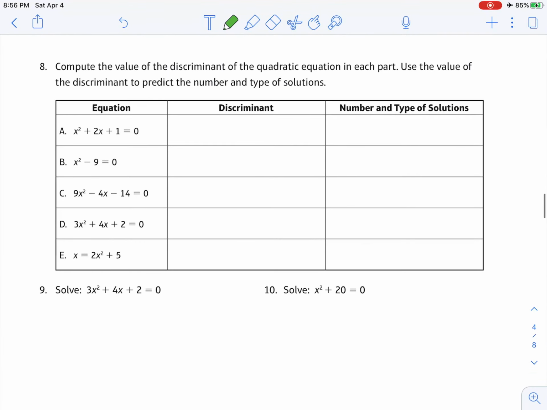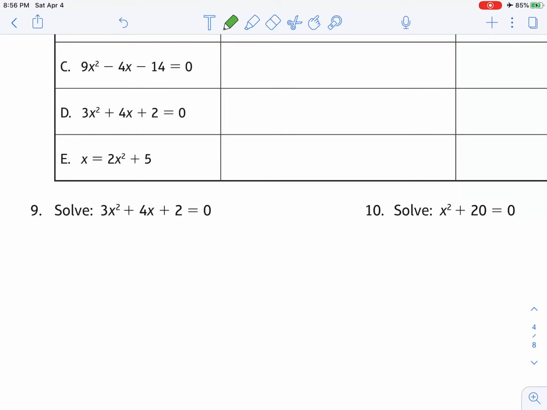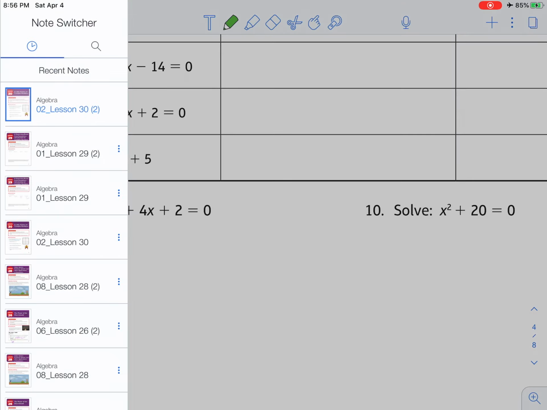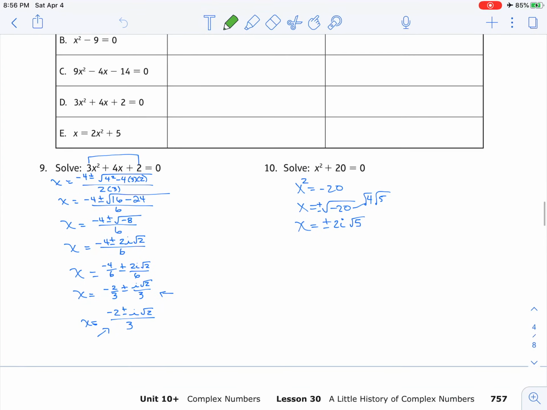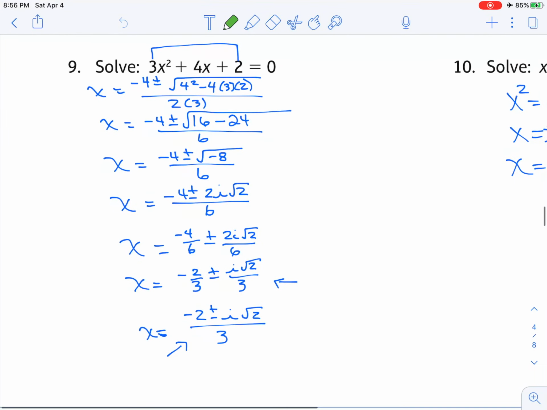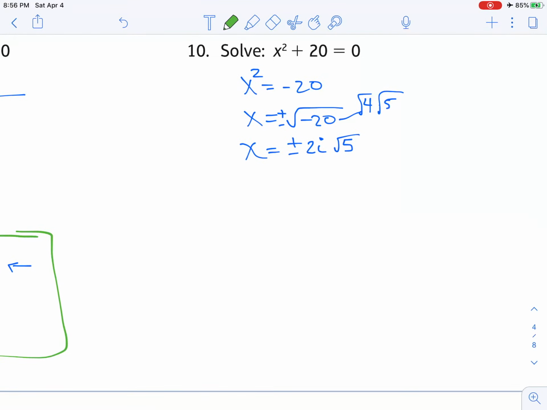Okay, and we're going to come down and I want you to do 9 and 10. Okay, so 9, you would have gotten this as a solution. And you could have either one of these as your solution. And then over here is this solution.